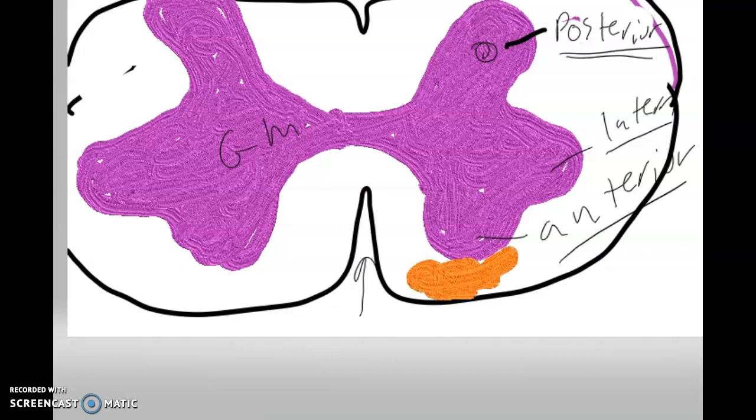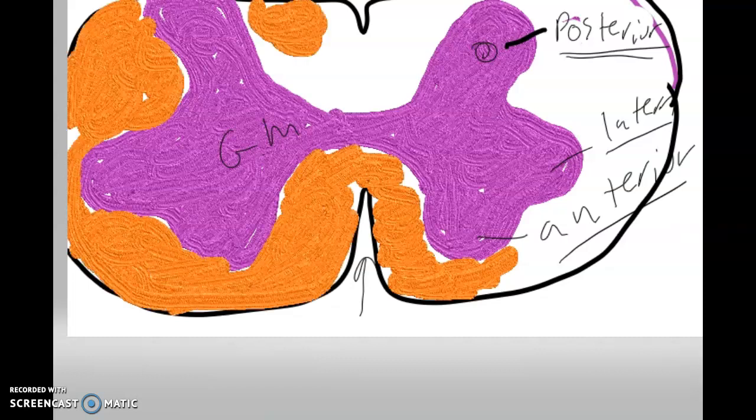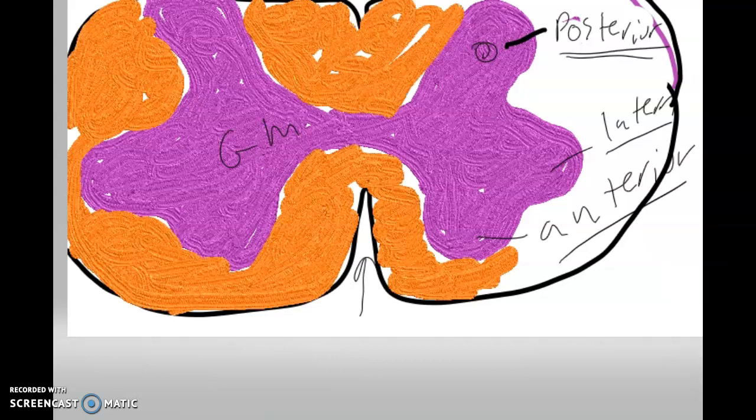I am so going to lose my labels doing this, so I'm only going to do one side. We have anterior white matter. This is the white commissure, by the way. What do you think this is? Lateral white matter? That's right. And what do you think the white matter back here is called? That's right, it's the posterior white matter. I lost my sulcus. There's my sulcus. So this is posterior white matter, this is lateral, and this is anterior.